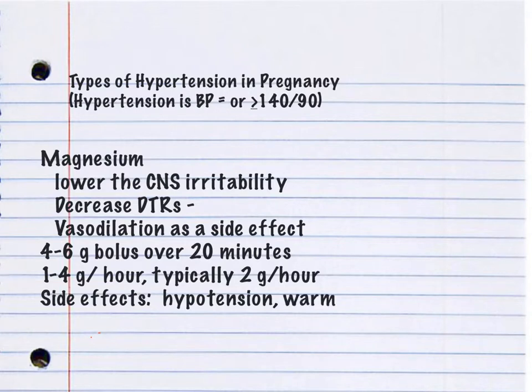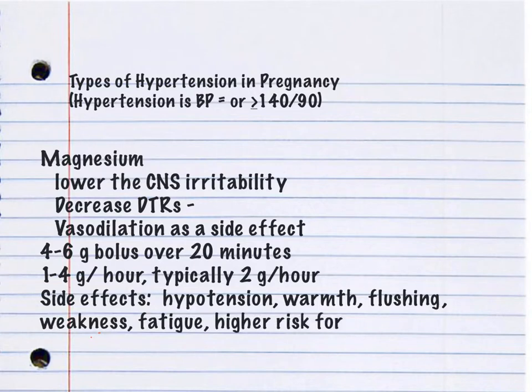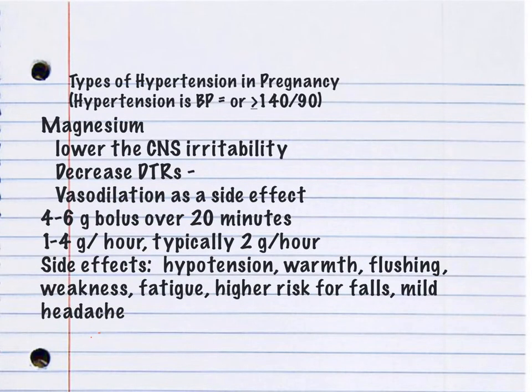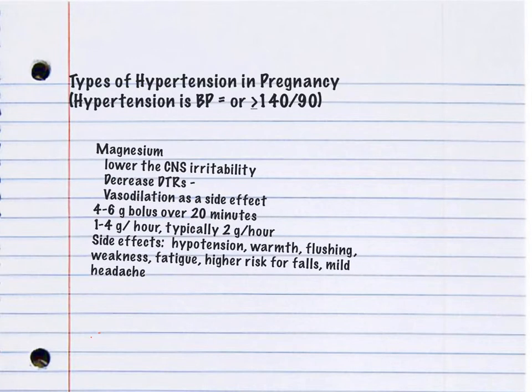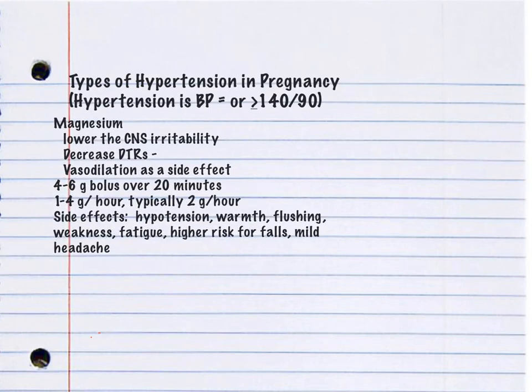You might get that warmth, flushing, mom reports weakness, fatigue. She's at higher risk for falls. She might have a mild headache. Now, if she's developing worsening preeclampsia, she's going to have a headache anyway. But those are some of your side effects. So if you're filling in your templates now, remember to put that there. Let's see if we can sort of make this a little bit smaller because we have more stuff to add with MAG. Okay.